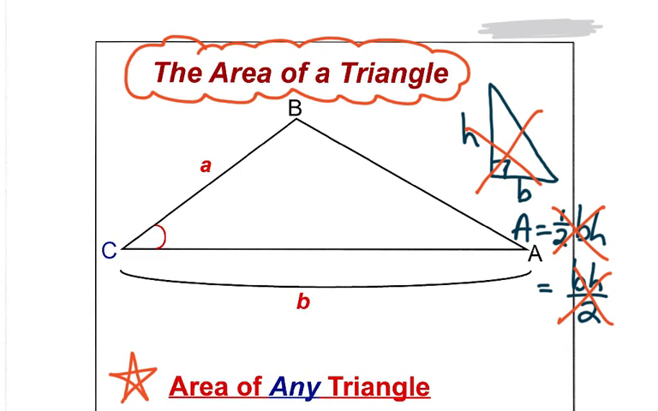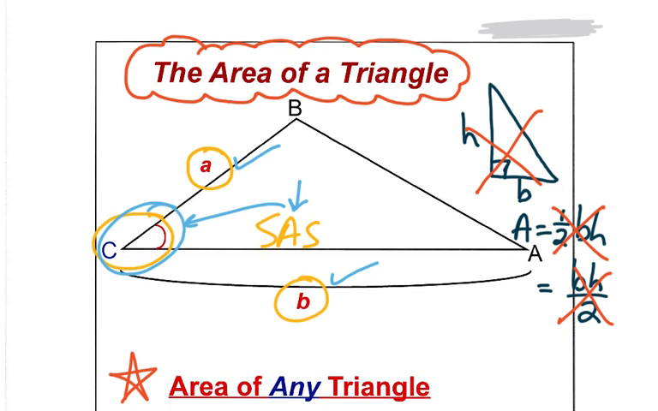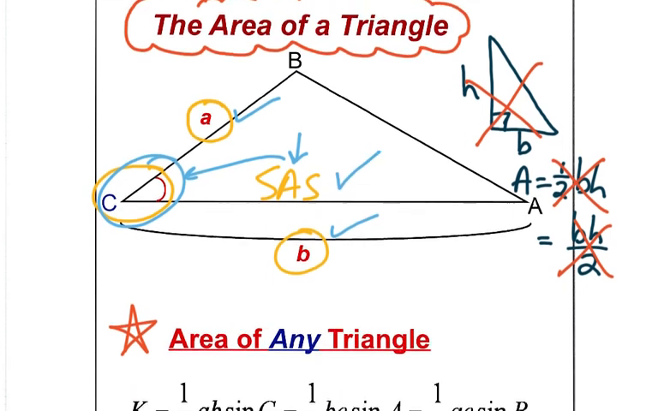All right, in order to use it, what you need to have is a very special case that we call side, angle, side. So you can only use this formula if you're in a side, angle, side triangle, meaning you have two sides and you have the angle in between those two sides. If you have this, then this formula is perfect. Ready? Here's what it looks like.